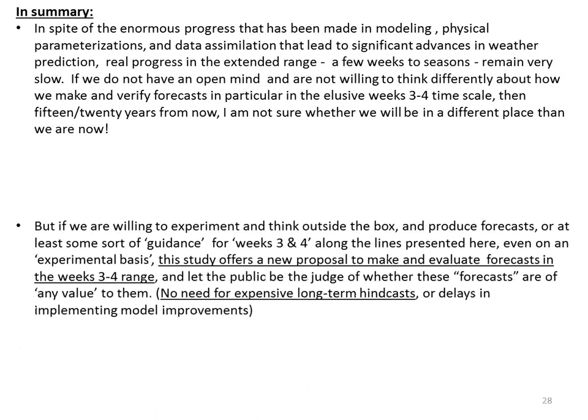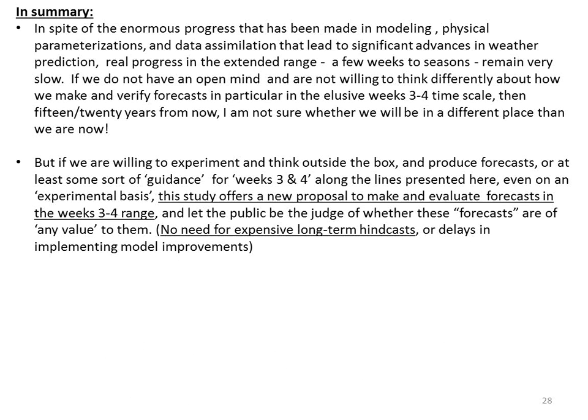and let the public be the judge of whether these forecasts are of any value to them. If nobody comes and says, we don't care, we only need it with respect to climatology, which has no skill anyway, then go ahead, we may make those forecasts, and we know how much skill it has. And there is no need for any expensive long-term hindcasts or delays in implementing model improvements. All you need is the latest data. Next.